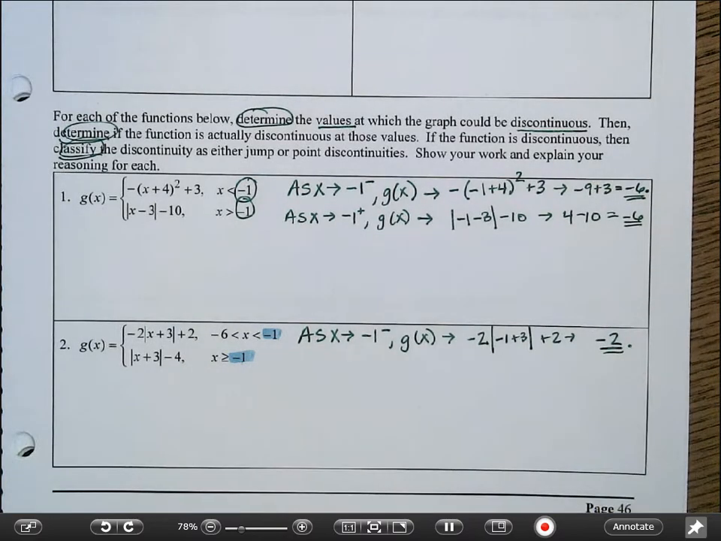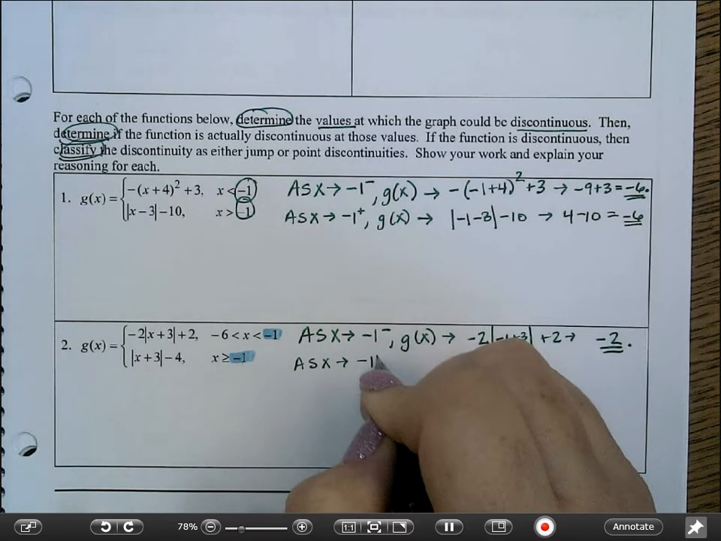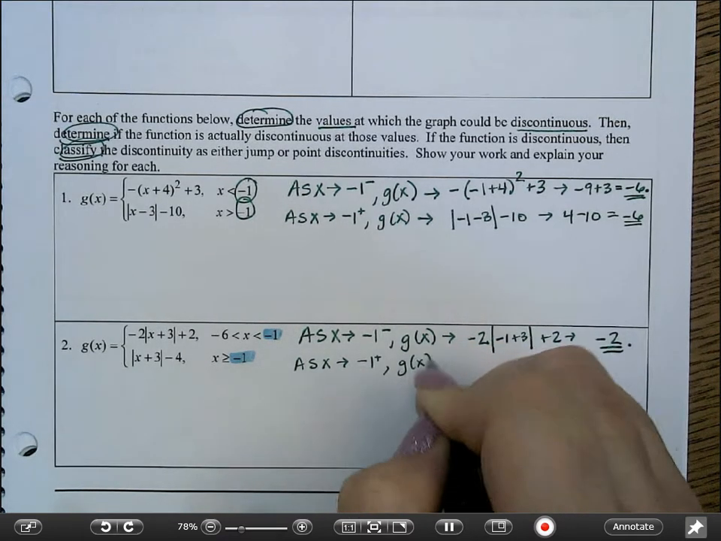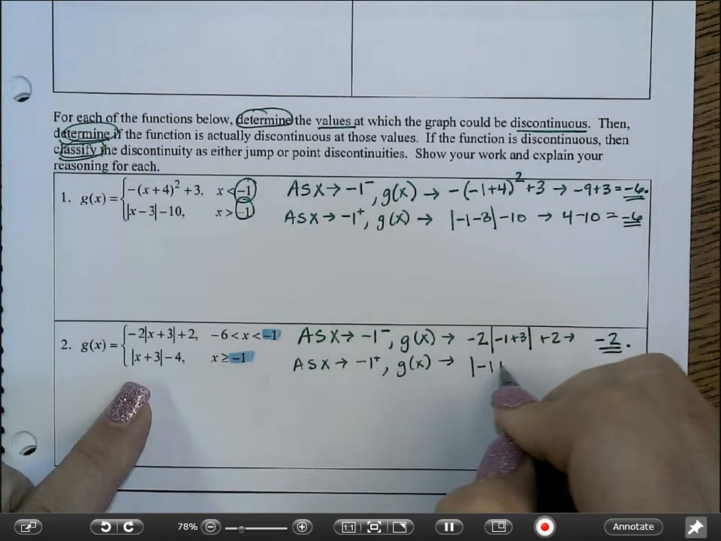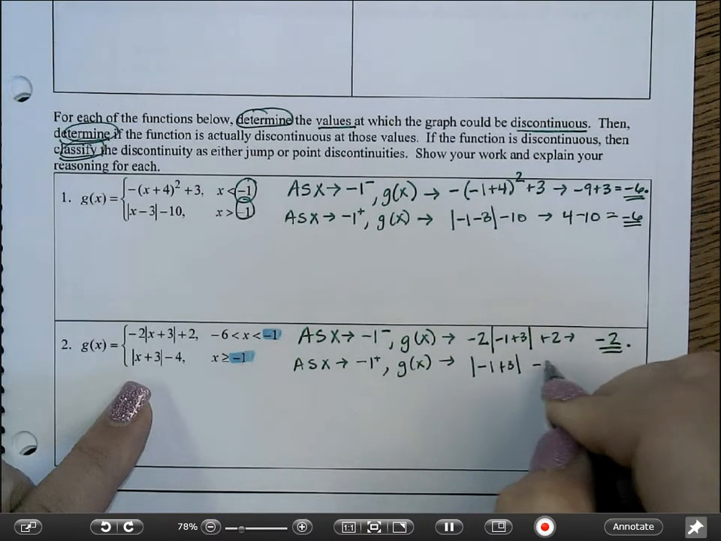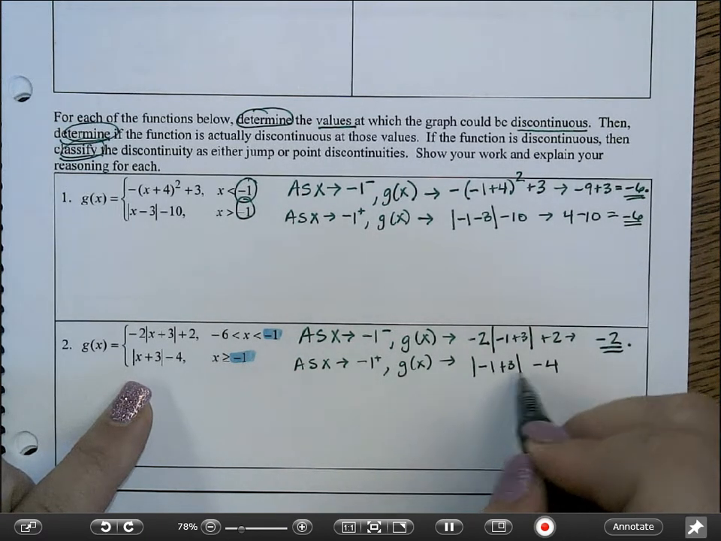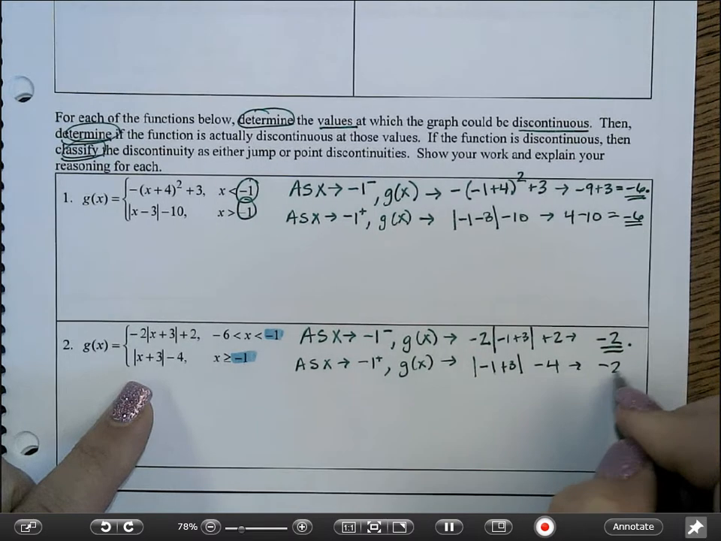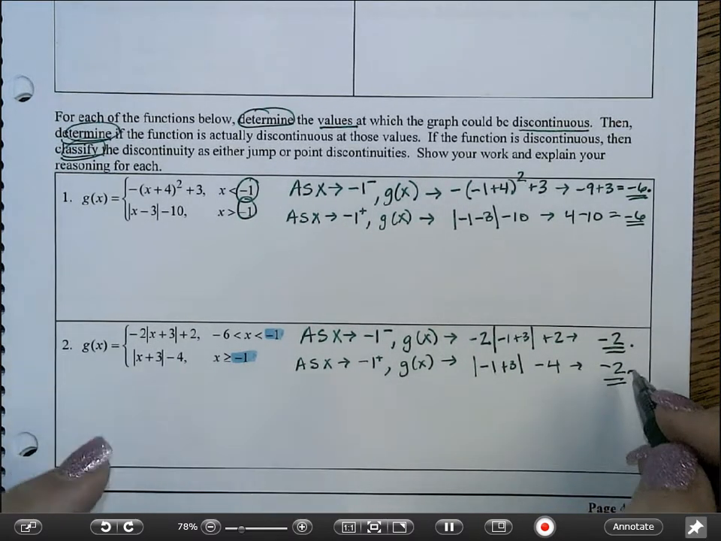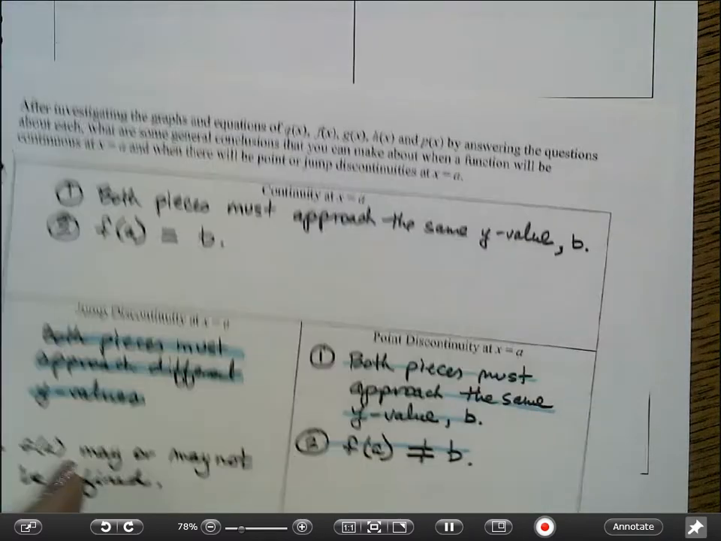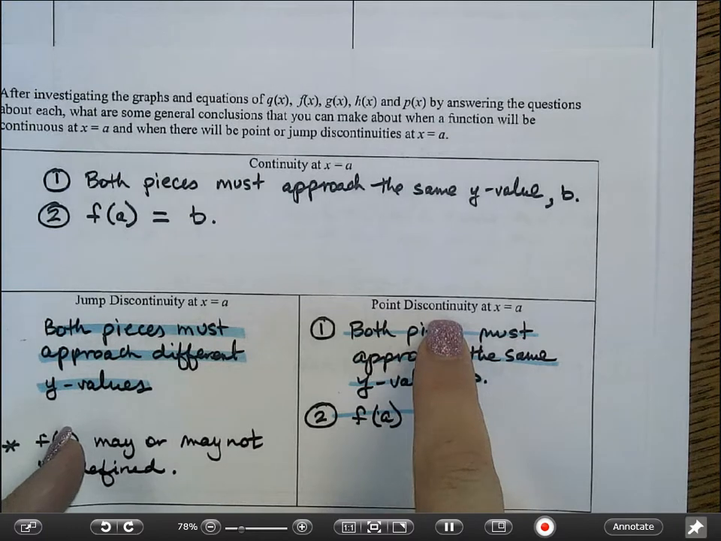Okay. Now I've got as x approaches -1 from the right, g of x, and I'm going to plug it in on this one, -1 plus 3 minus 4, so that's going to give me 2. +2 minus 4 is -2. So the cool thing is they match. So that means I'm either going to be continuous or have point discontinuity.